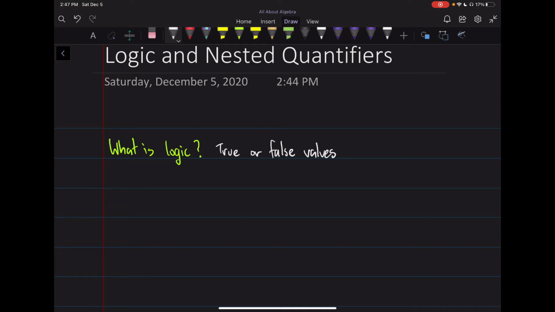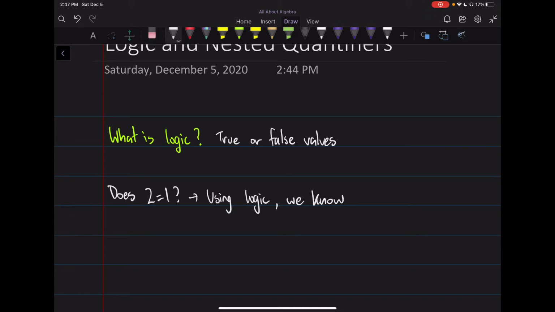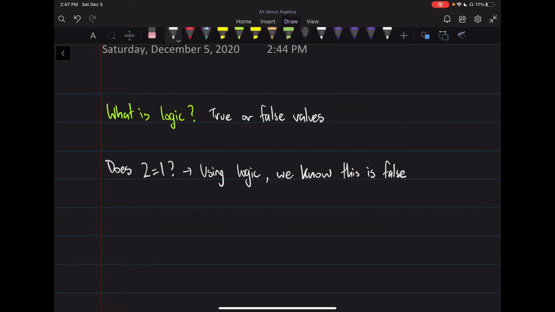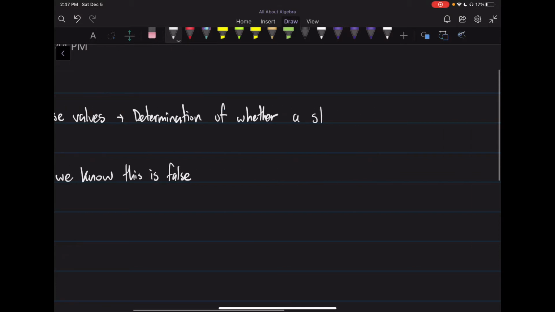So what is logic? What logic is like, does 2 equal 1? Right? So something like this. Does 2 equal 1? Well, using logic, we know this is false. So logic is how you determine whether a statement is true or false. The determination of whether a statement is true or false.